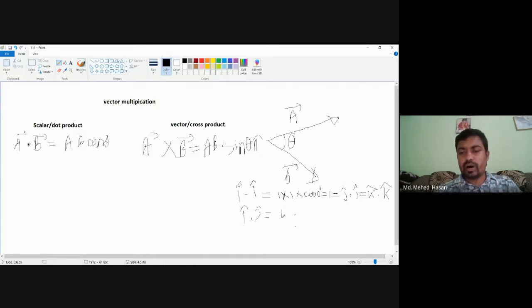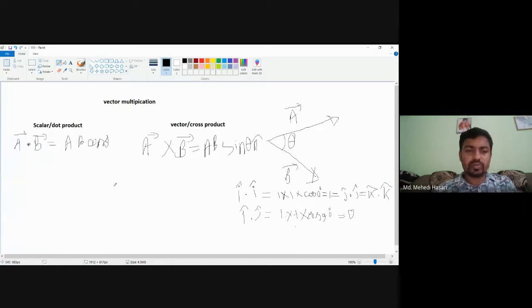And in case of different unit vectors, if you go to i with j, i dot j equal to 1 into 1 into cos 90 degree, because we know that in the three-dimensional coordinate system x, y, z are perpendicular to each other, that means 90 degree with each other. So i and j are perpendicular to each other, that means 90 degree. So cos 90 degree is 0, so this is equal to 0. So for different unit vectors, the dot product result is 0. i dot j, j dot k, or k dot i equal to 0. Okay, and these are the dot products of the unit vectors.